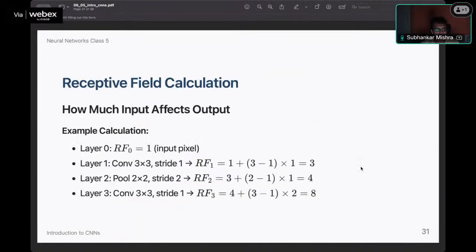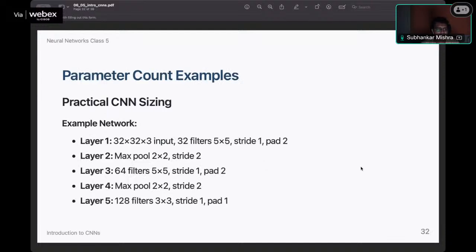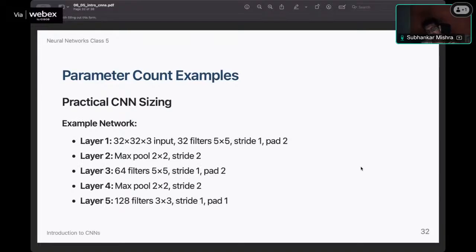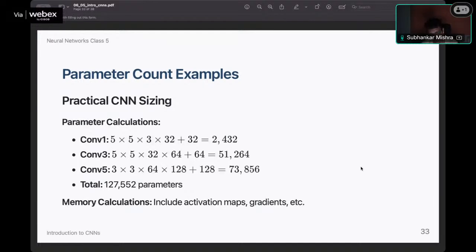Fine. And receptive field, I will come back to it. I just wanted to come back to the parameter count example. So let's say we had layer one that was a 32 cross 32 input size. Then we did a max pool, then layer 3 64, then we again had a max pool, then we again had some filters with stride and pad. After all this, we had 127,552 parameters.